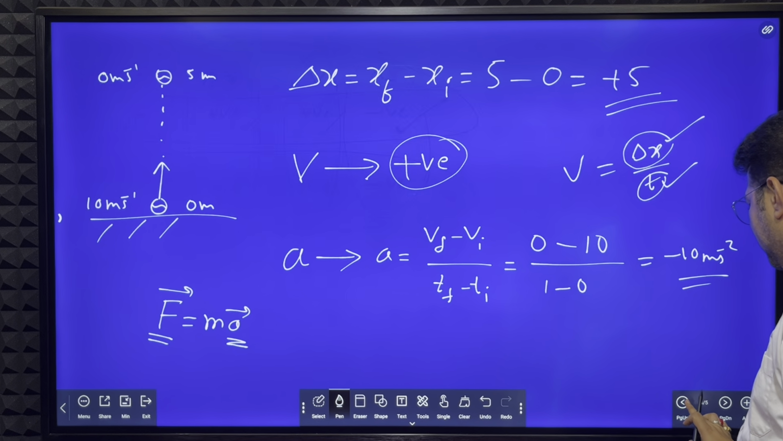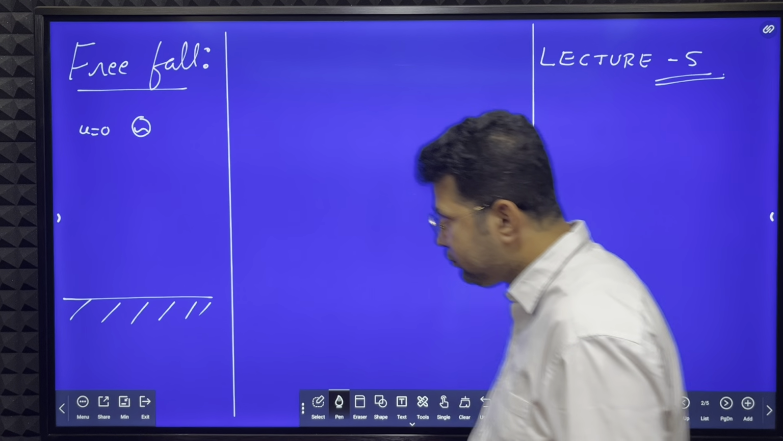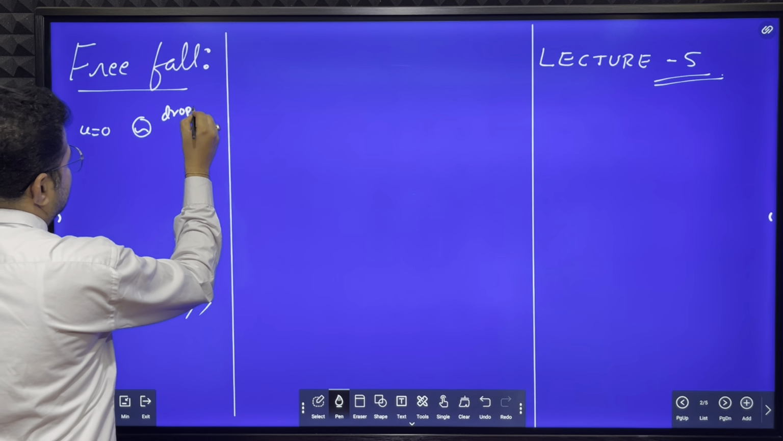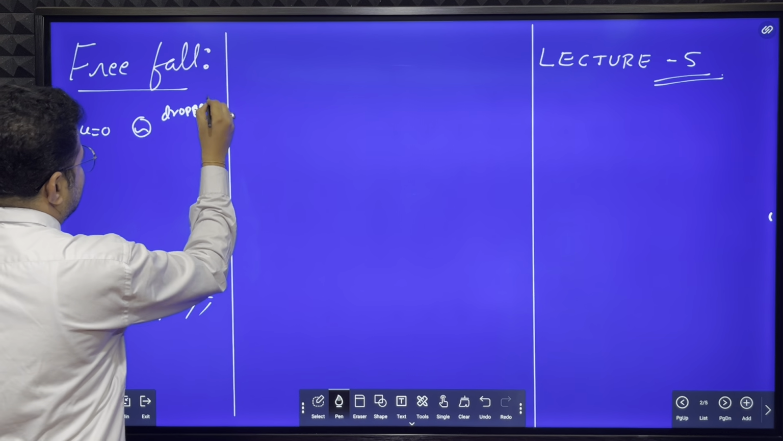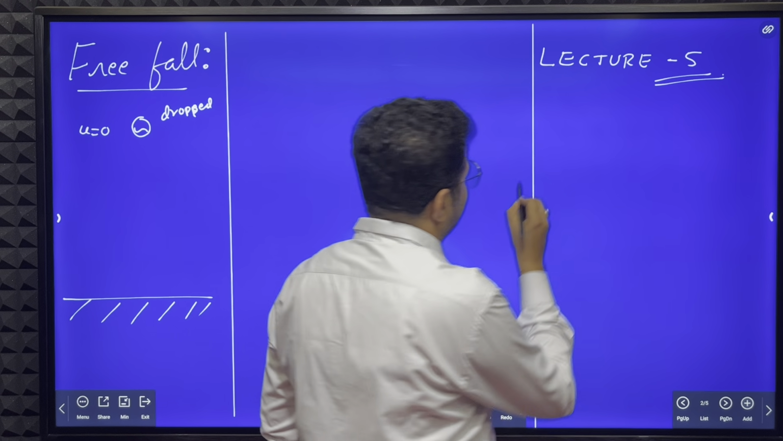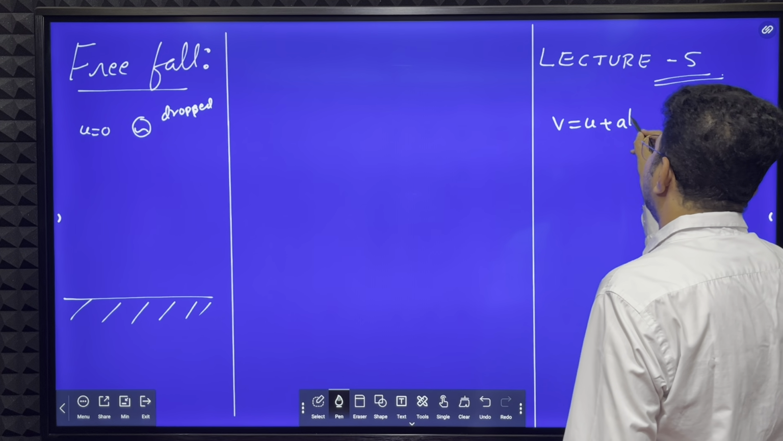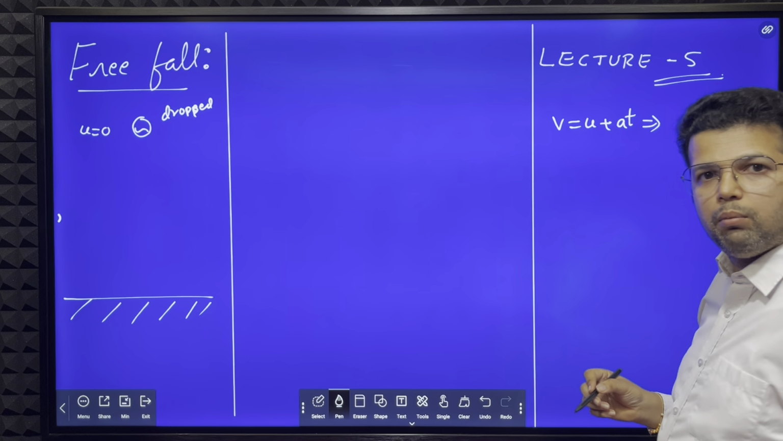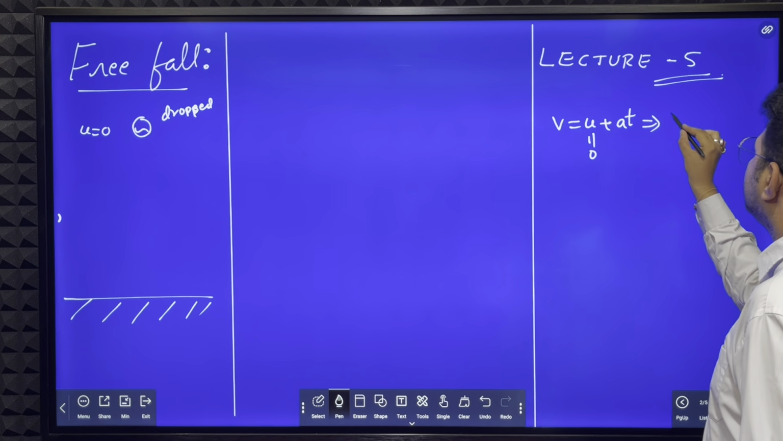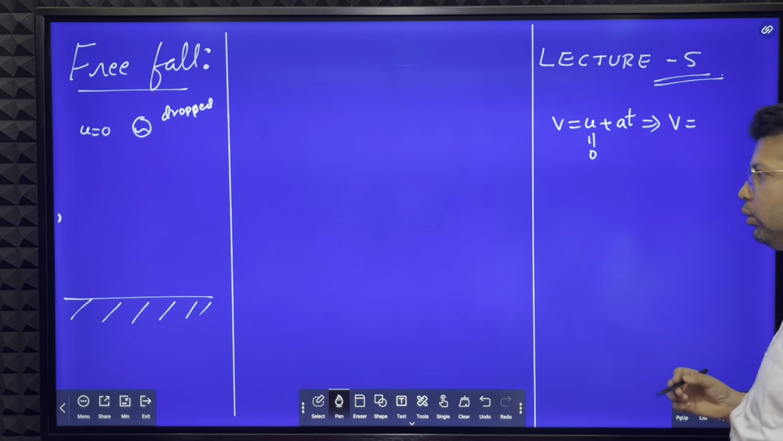And now we are going to study free fall. Now here the ball is dropped. The ball is dropped means what? Initial velocity is 0, u is equal to 0. Now we will see what will happen to the equations of motion. What is the first equation of motion? v is equal to u plus at. Since the ball is dropped, u is equal to 0, correct? Leave this. What happens? v is equal to a into t.